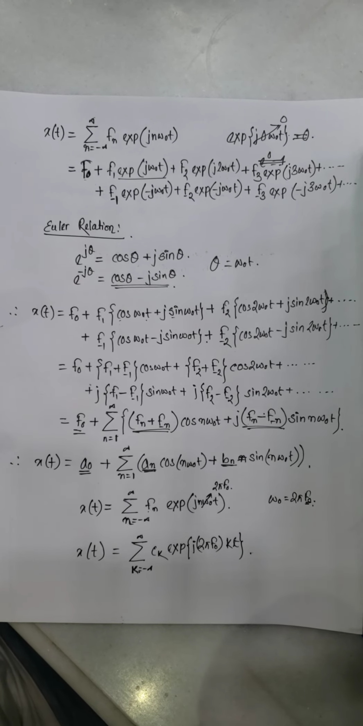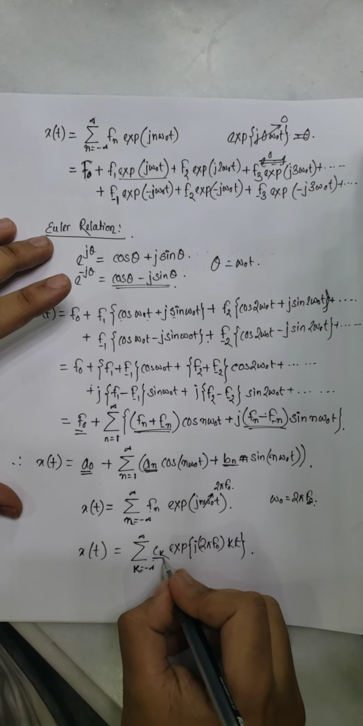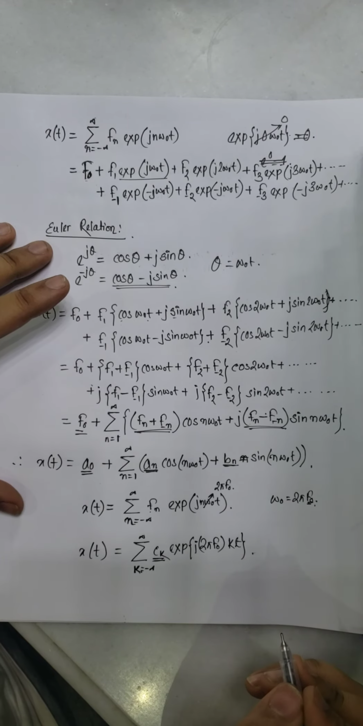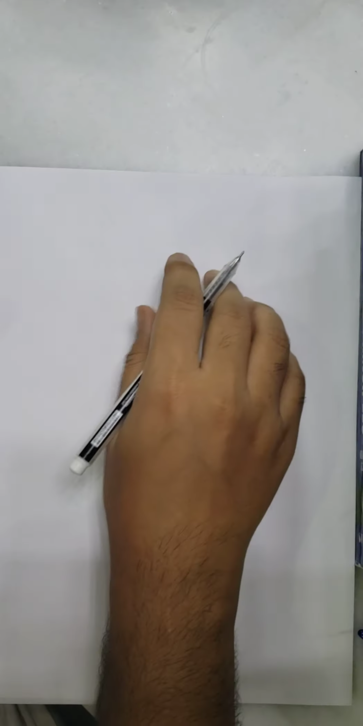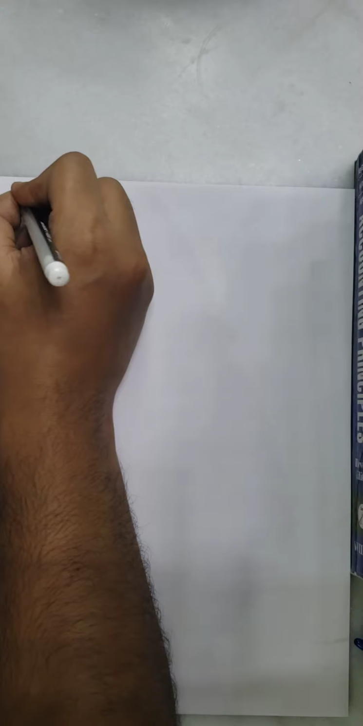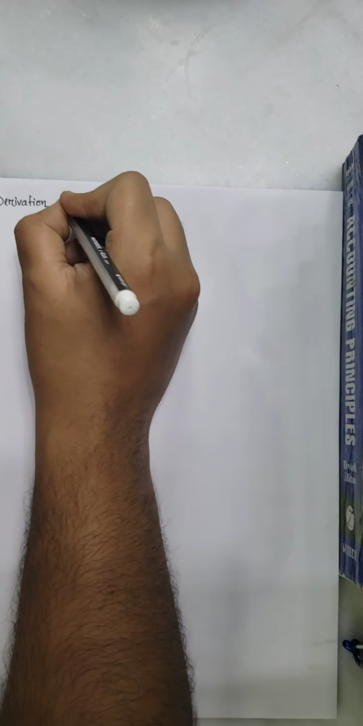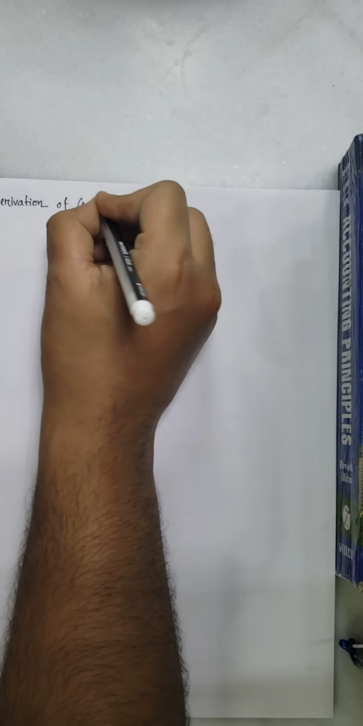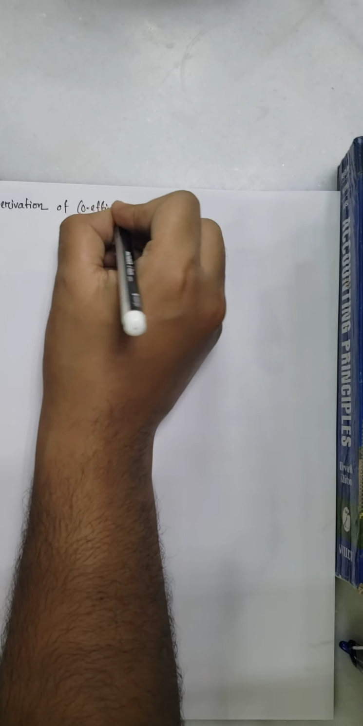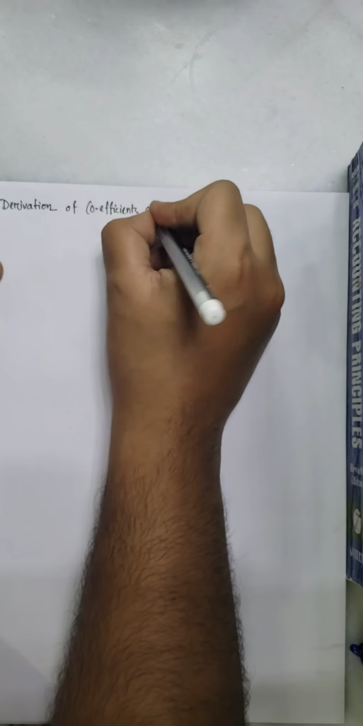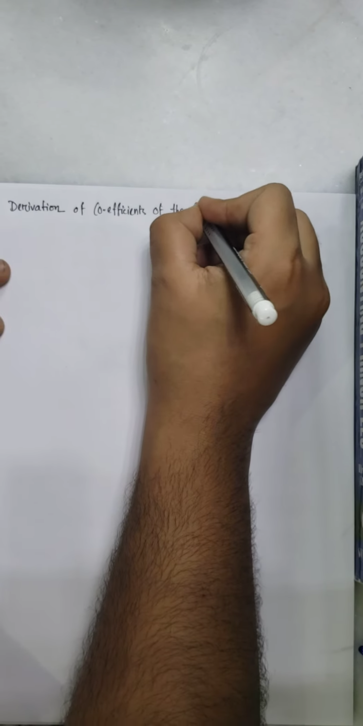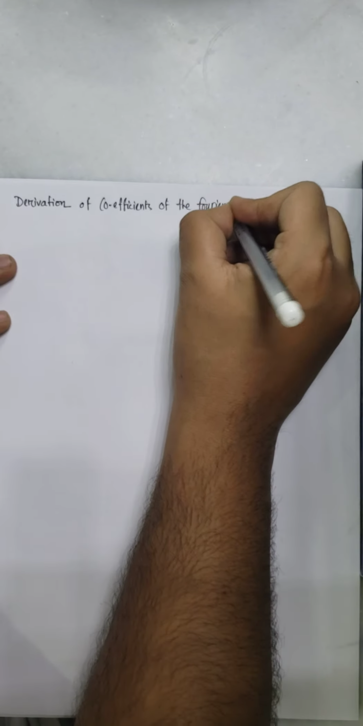Now, ladies and gentlemen, we shall go on to find the Fourier coefficient, that is c of k, using mathematical techniques. So, derivation of coefficients of the Fourier series.